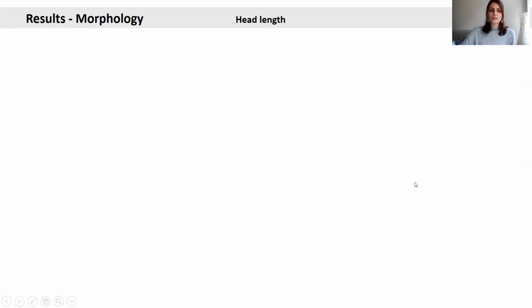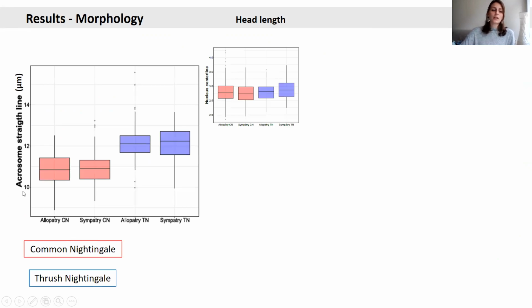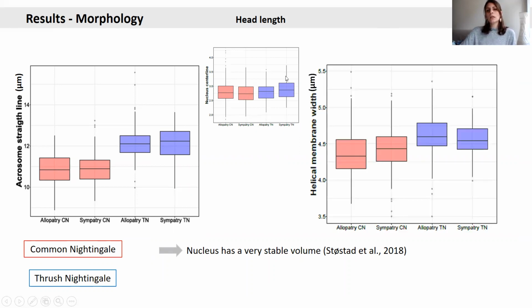And with some statistical analysis, we found that the acrosome was longer in the thrush nightingale compared to the common nightingale, but the nucleus was not significant. And that was expected because the genome size of birds is very conserved. And we found also that the thrush nightingale had a wider acrosome compared to the common nightingale.